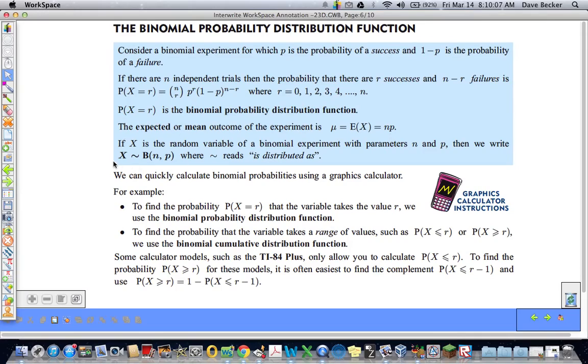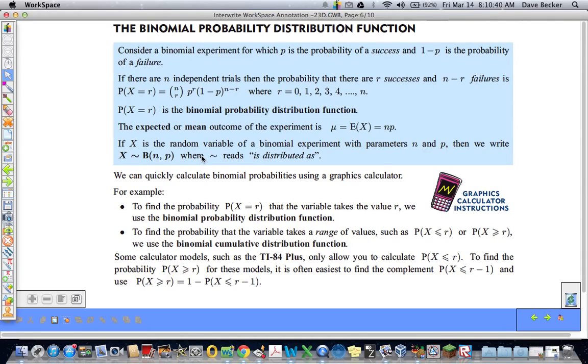Last biggie here: if x is the random variable of a binomial experiment with parameters n, the number of trials, and probability p, then we write that the random variable x is distributed as a binomial probability distribution function. Now, I don't say that last part out loud. I'll just say x is distributed as B(n, p), or whatever.